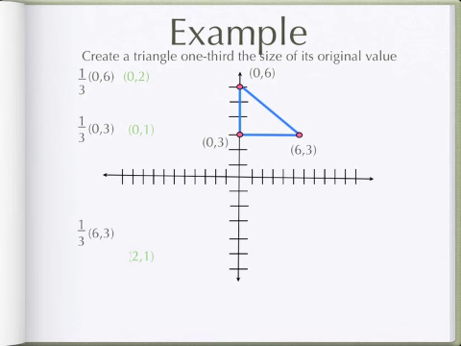So now I have my 3 new vertices, 0, 2, 0, 1, and 2, 1. So all I need to do now is plot them on the coordinate plane. So 0, 2, 0, 1, and then 2, 1. And then if I'd like, I can connect the dots to make the similar triangle.